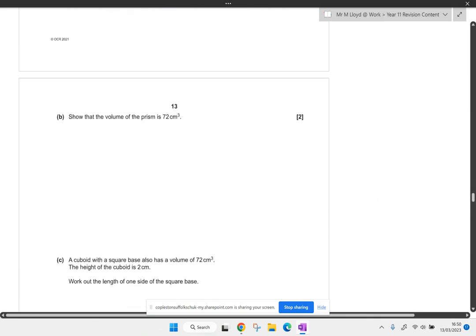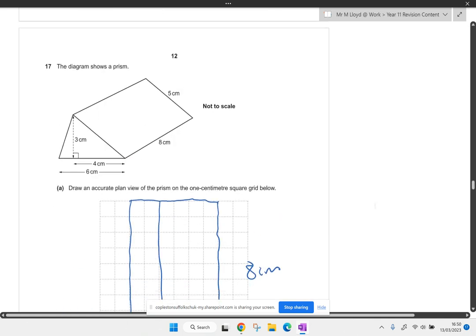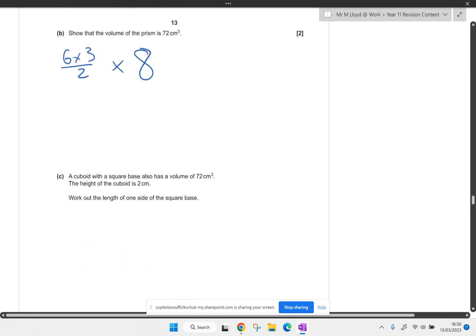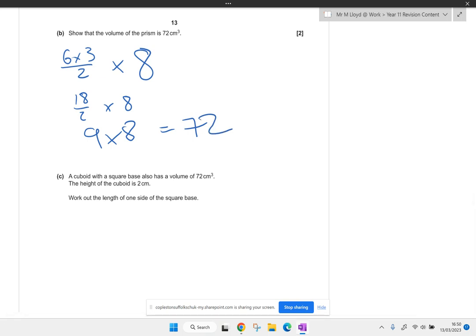Show that the volume of the prism is 72 centimetres cubed. So we've got 6 and 3. We're going to do 6 times 3 divided by 2 for the area of the face of the triangle, and then we need to multiply it by that width of 8. So 6 times 3 is 18, 18 divided by 2 is 9, and then 9 times 8 is 72.